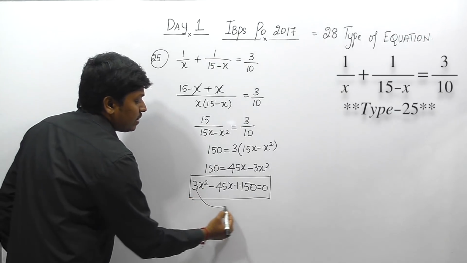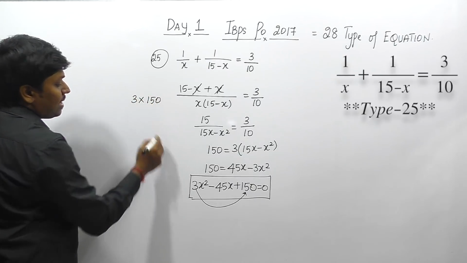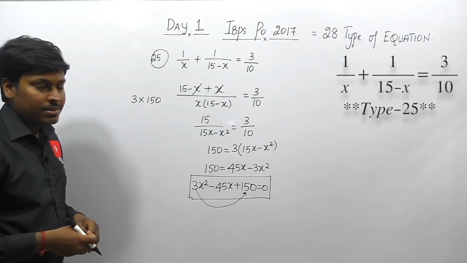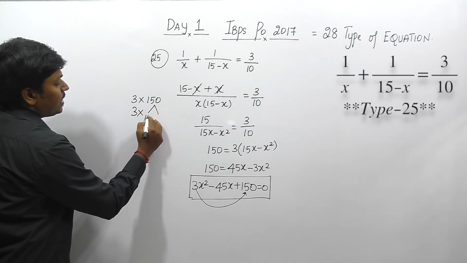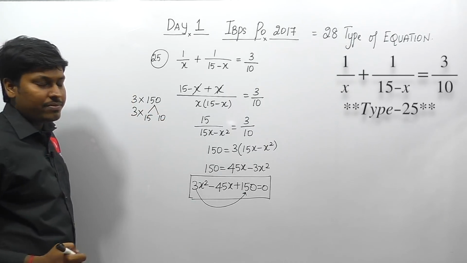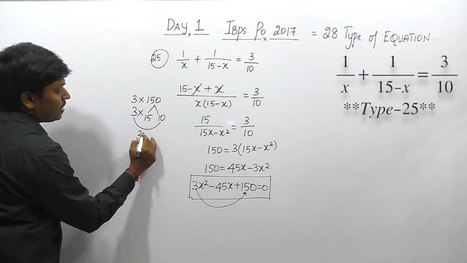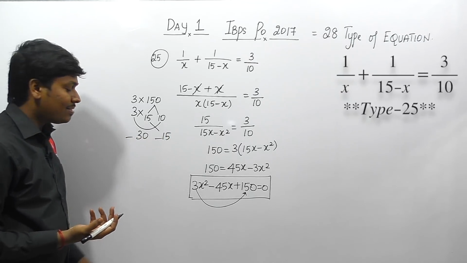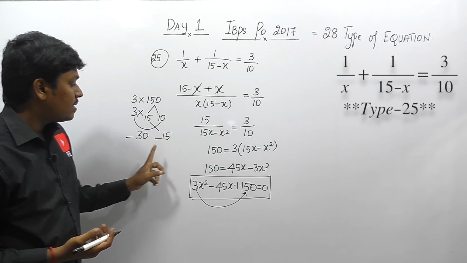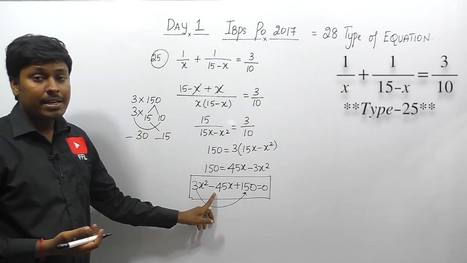So first of all we need to multiply this 3 into 150, and after that we need to find what the factors are. 150 can be written as 15 into 10, because 15 into 10 will be 150. Our target is to bring minus 45. So 3 into 10 will be 30 and here it is 15. So minus 30 minus 15, that's it. So easy. When you multiply both the numbers, the resultant will be 450, right? When you add both the numbers, the resultant will be minus 45.